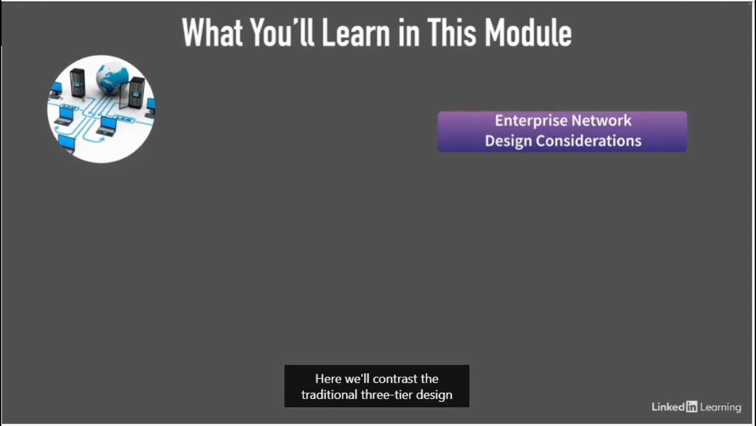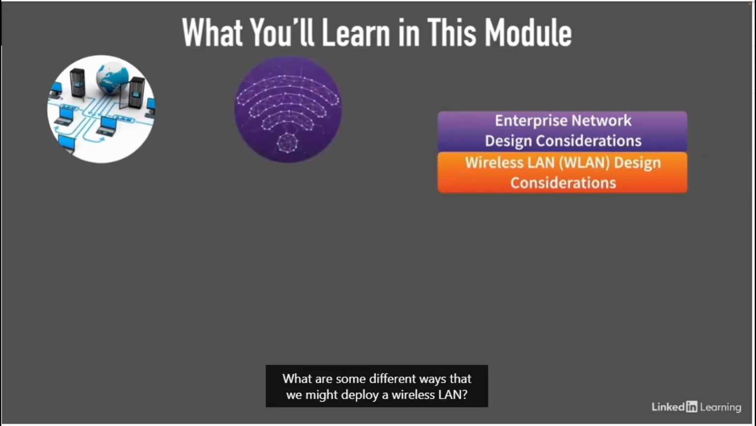Here we'll contrast the traditional 3-tier design, where we have an access, distribution, and core layer, with a collapsed core design. We'll contrast on-premises networks versus cloud deployments, and there will be a big focus on redundancy. Then we'll follow that up with a look at wireless LAN design considerations. What are some different ways that we might deploy a wireless LAN? We'll discuss things like location services, how client density can impact our designs, and we'll take a look at how we can logically segment our wireless networks.